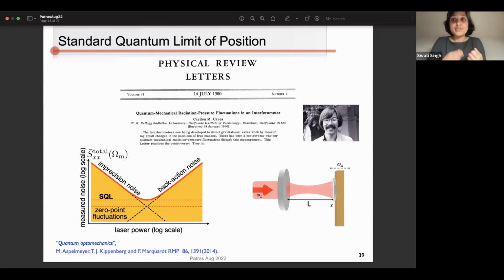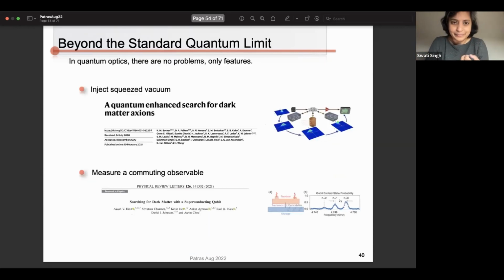So the idea is simple. If you're trying to use light to measure position and you don't shine a lot of light, you have imprecision noise. You don't know the position at all. You shine too much light, and now you have back action noise. You have imparted too many momentum kicks. And sitting at that sweet spot in your light power, that's your standard quantum limit. It's standard barely, and I'll talk about that. It's quantum just because light is discrete. That's it. So it's not like that quantum.